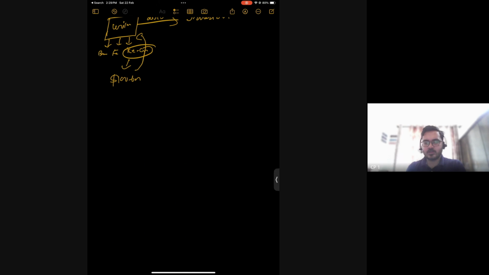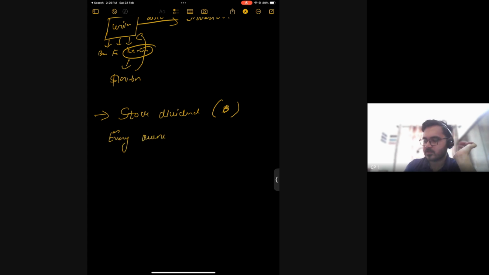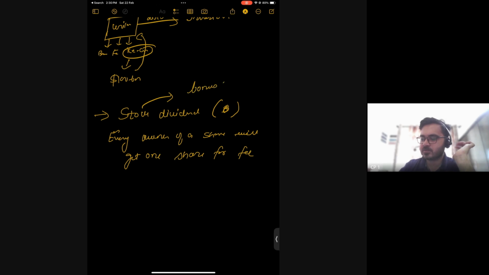There are a couple more types of dividend. One is called stock dividend. You should think of it as, I don't want to name it a scam, but it's most likely like a scam. What a stock dividend does is, it basically tells you that every owner of a share will get one share for free. And this is something that happens every now and then. Sometimes stock dividend is also called bonus issue. So stock dividend and bonus issue are one and the same.